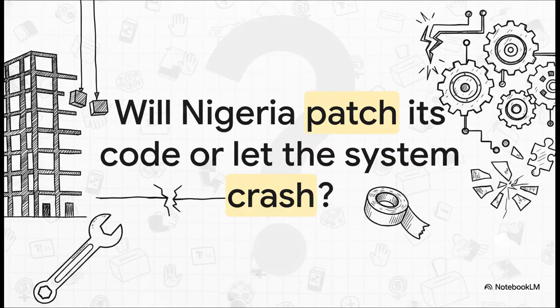So I'm going to leave you with this final thought. The entire architecture of our future depends on what we do next. Will Nigeria finally enforce the integrity of our democratic mandate and patch this code? Or are we going to just allow this opportunistic glitch to become a permanent, fatal feature that eventually crashes the entire system?